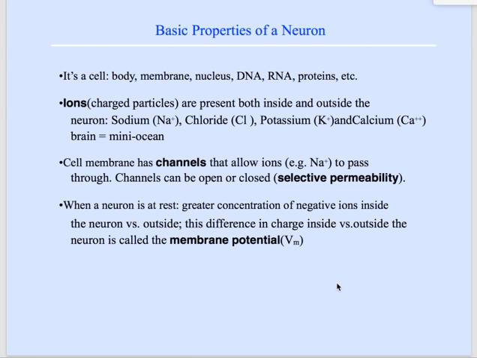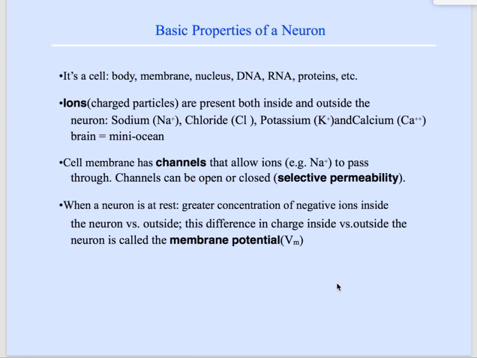And the channels can be open or closed, selective permeability. So, for example, one of the things that neurotransmitters do is they open or close channels in the cell body that allow ions to move in and out of the cell body. Now, when a neuron is at rest, you have a greater concentration of negative ions inside the neuron versus outside. This difference in charge inside versus outside the neuron is called the membrane potential.